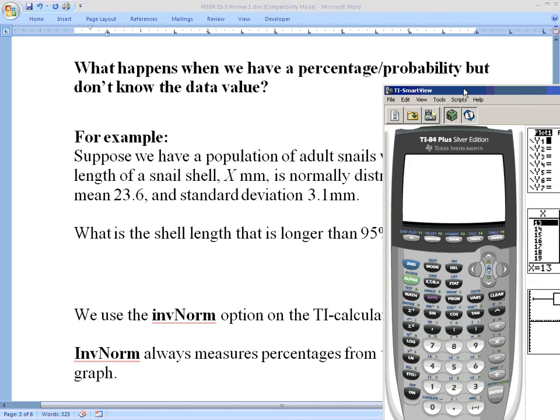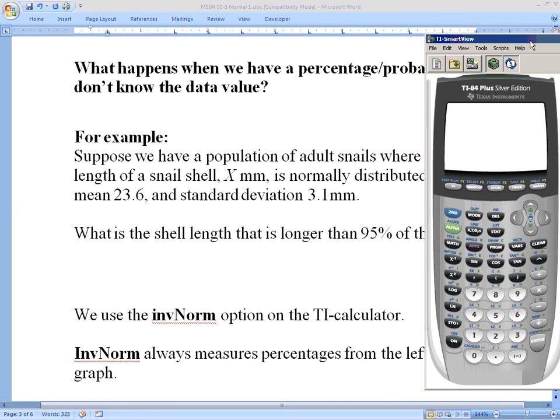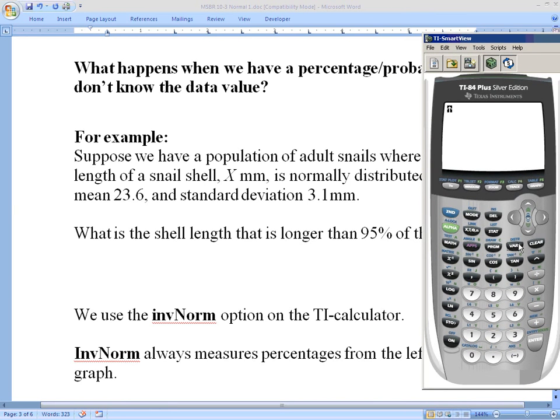Pull out my calculator here. And so I go to my distribution menu on the calculator. So second distribution, which is the vars key. I don't want normal PDF or normal CDF like we used last class. We're going to use the inverse norm, which is the third option here on my distribution menu. I hit enter. What it is looking for now is first my percentage.